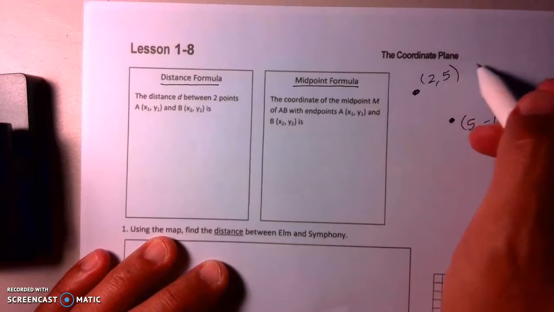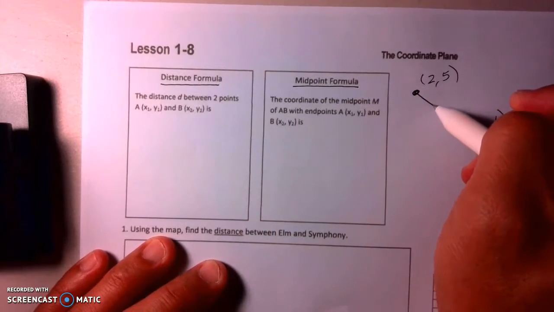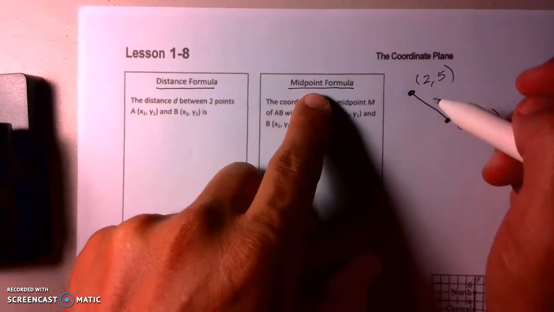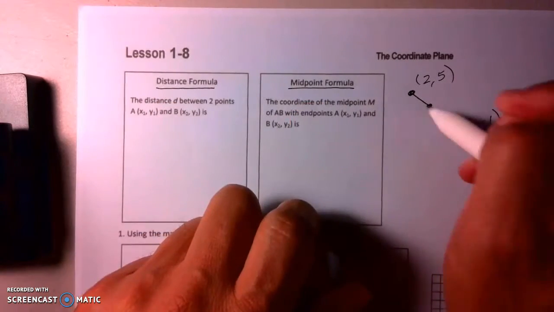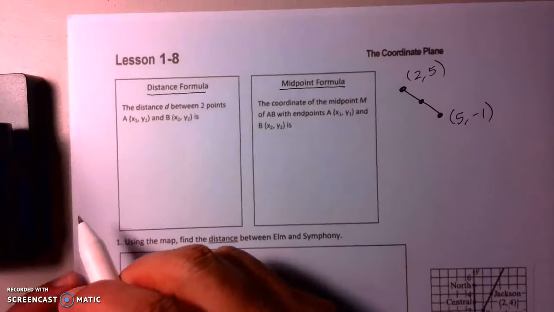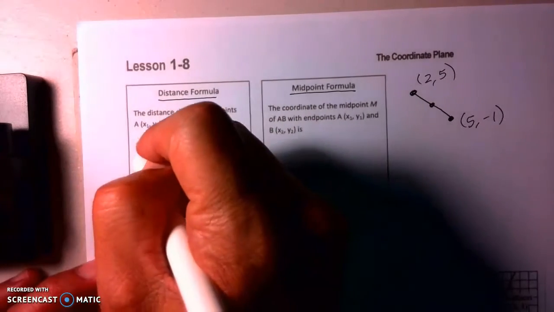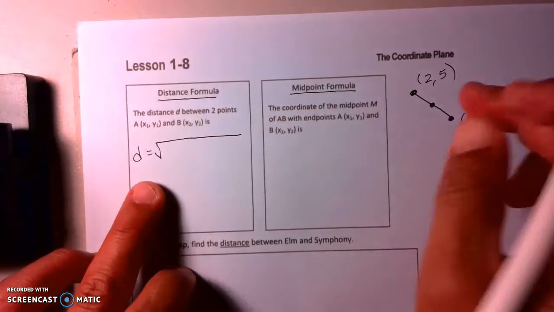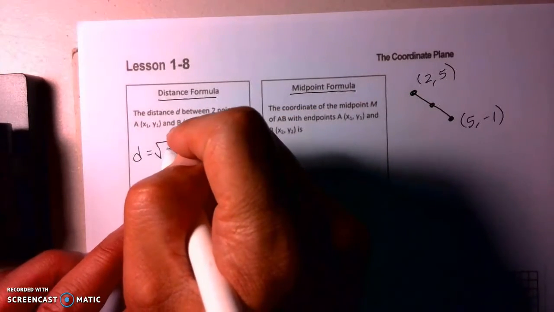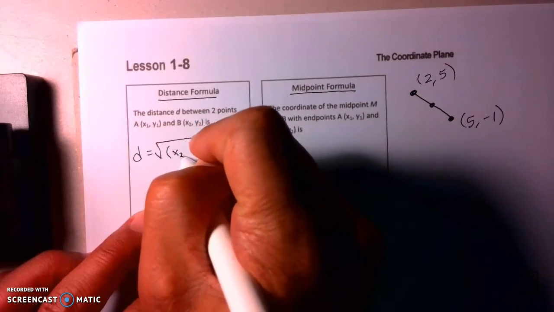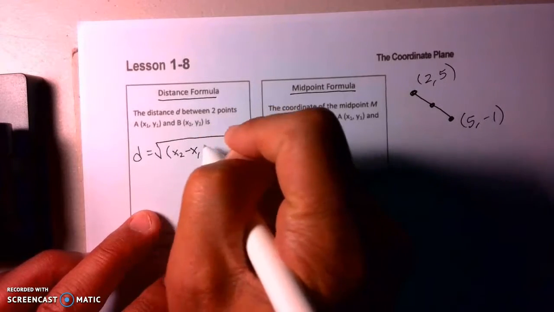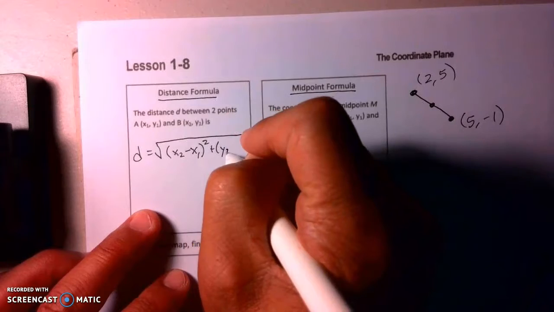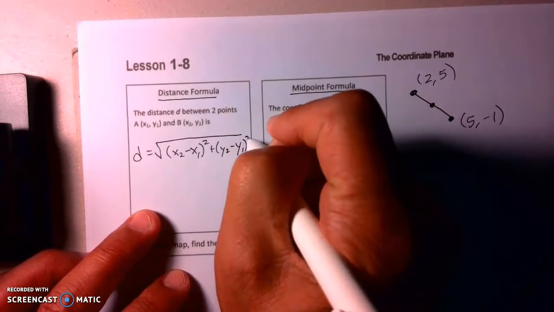And you should be able, based on these 2 points, to figure out the distance between these 2 points, and you should be able to figure out where the middle is between these 2 points. And so first, here is the distance formula. I'll put D for distance. It is going to look like this. It will equal the square root. So the distance between the 2 points is the square root. Then in parentheses, x2 minus x1, close the parentheses, squared, plus y2 minus y1 squared.